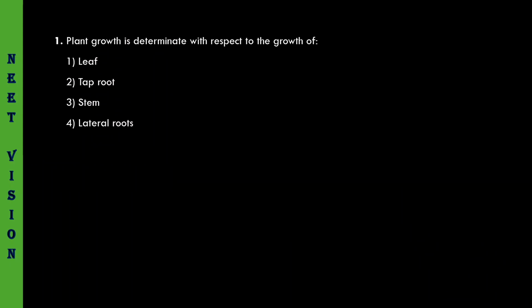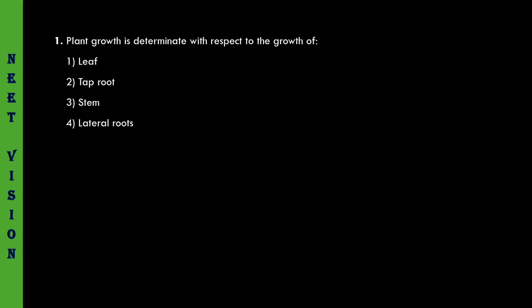The first one. Plant growth is determinate with respect to the growth of... So usually root and stem show indeterminate growth. Leaf, flowers, fruits, seeds, etc. show determinate growth. Growth is only limited. Taproot, stem and lateral roots show indeterminate growth because of the presence of apical meristem, whereas the leaf shows definite or determinate growth. So leaf must be the answer.